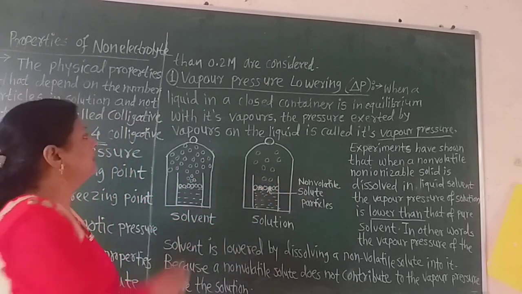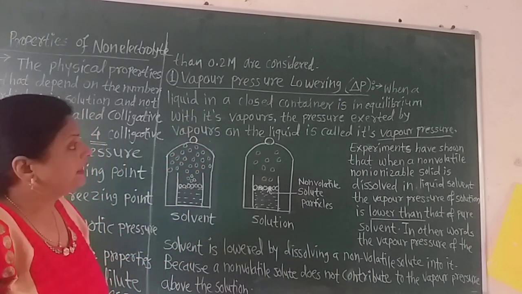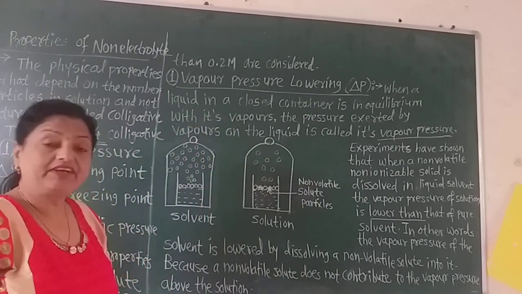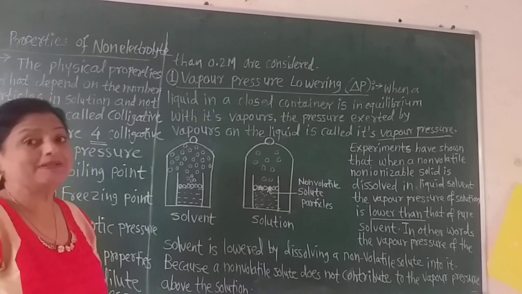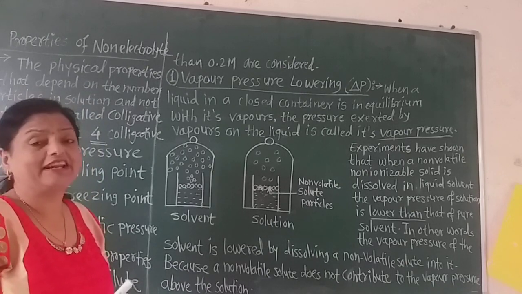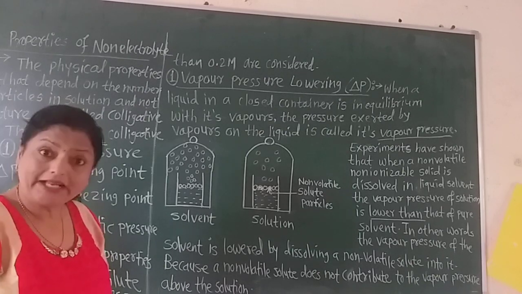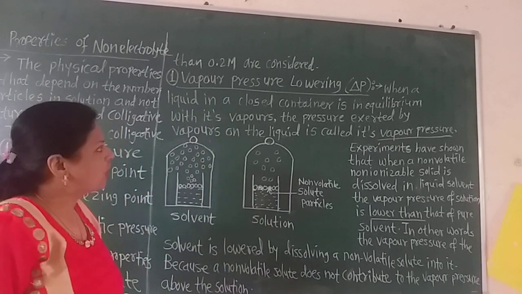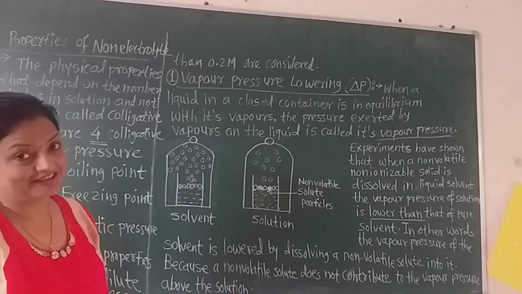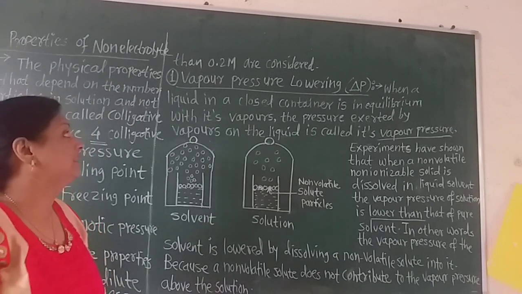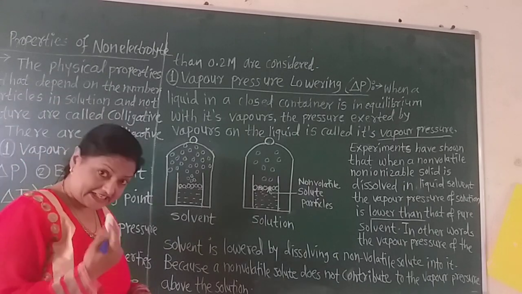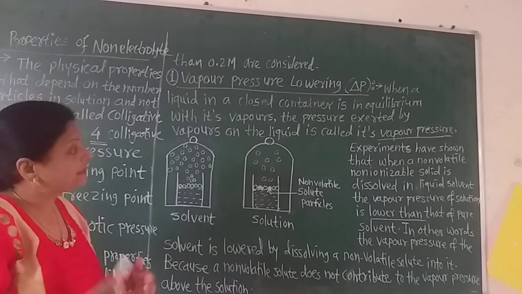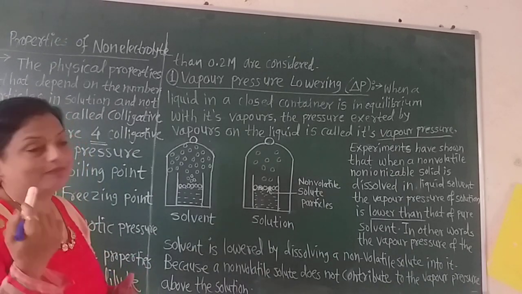So when a liquid in a closed container is in equilibrium with its vapor, meaning the rate of vaporization and rate of condensation are equal, then what happens? The pressure exerted by vapors on the liquid is called its vapor pressure. Now this is the definition of vapor pressure. When a liquid in a closed container is in equilibrium with its vapors, then the pressure exerted by the vapors on the surface of the liquid is called its vapor pressure.